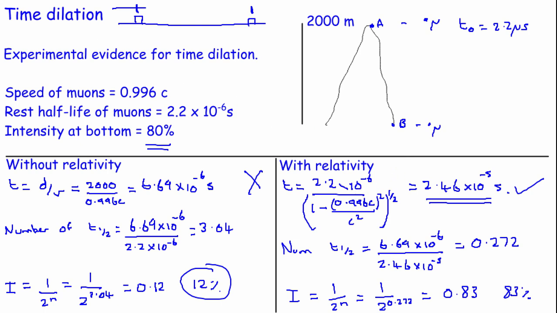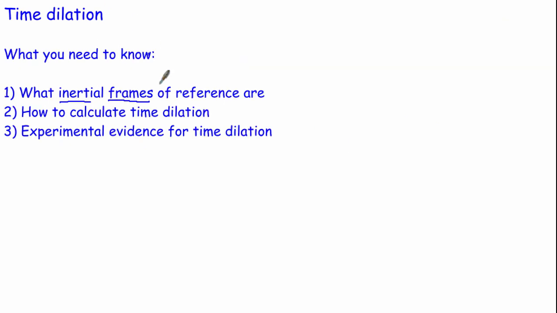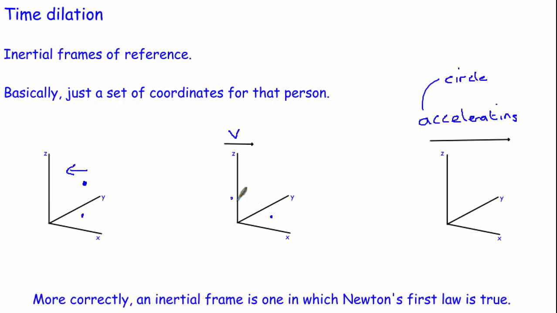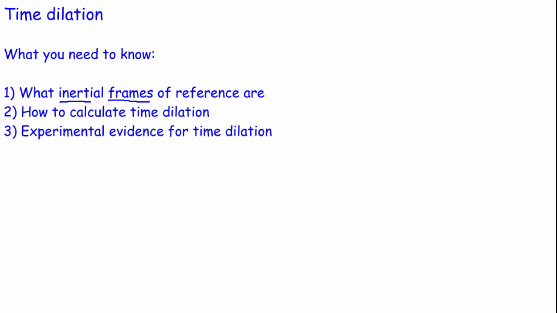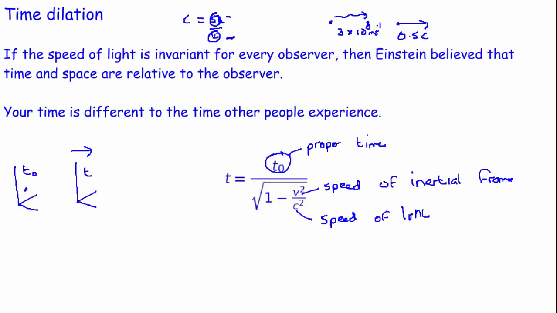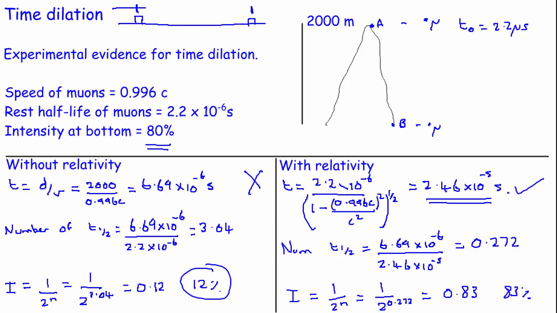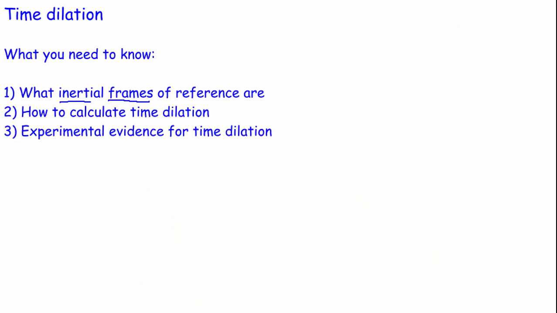So in terms of what we needed to know, we need to know what inertial frames were. Well, they were simply a set of coordinates that are moving at a constant velocity relative to each other. How to calculate time dilation, which was this equation here, and then finally experimental evidence for time dilation, which is our muons over here. So that was time dilation for the AQA turning points module.